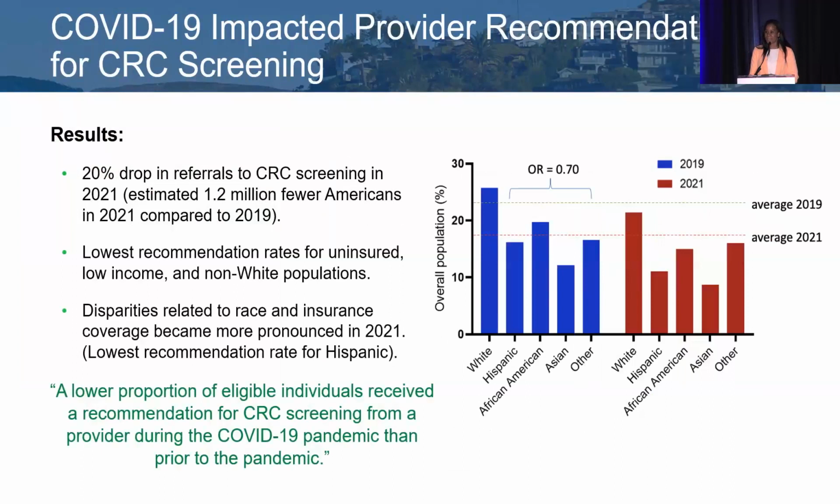That was an estimate of about 1.2 million fewer Americans that were recommended colorectal cancer screening in 2021 compared to 2019. They also noted that the lowest recommendation rates were in individuals who are uninsured, low income, and non-white. So this matches data that we had seen prior to the pandemic as well. And disparities related to race and insurance coverage became more pronounced in 2021. The lowest recommendation group was actually our Hispanic or Latino population in the United States.